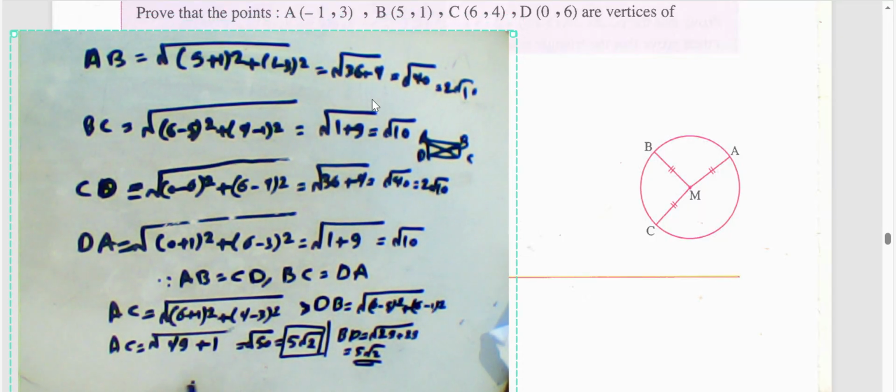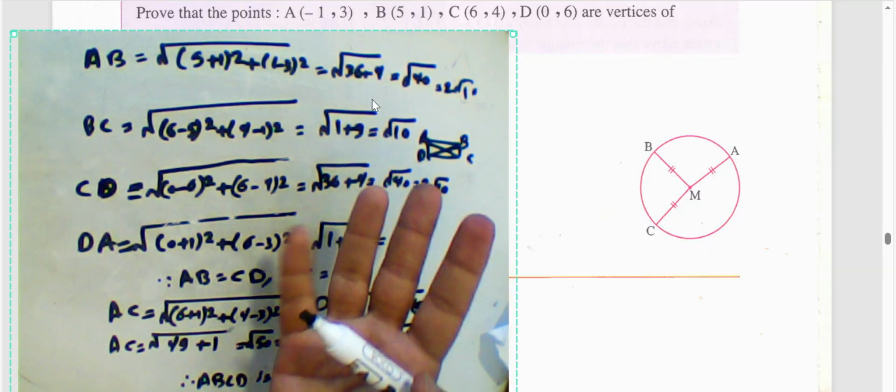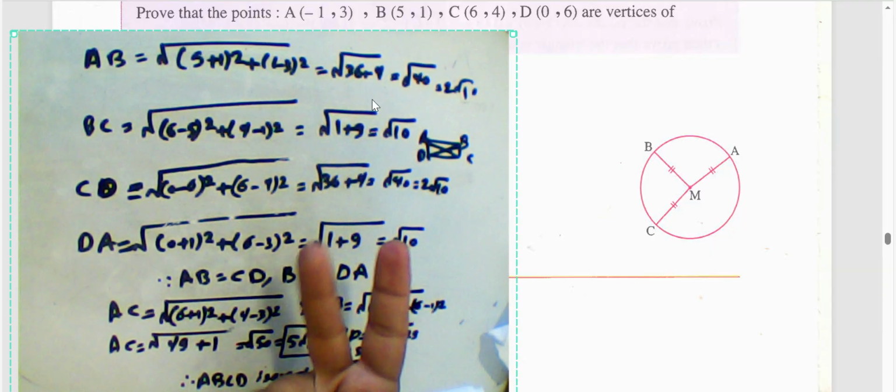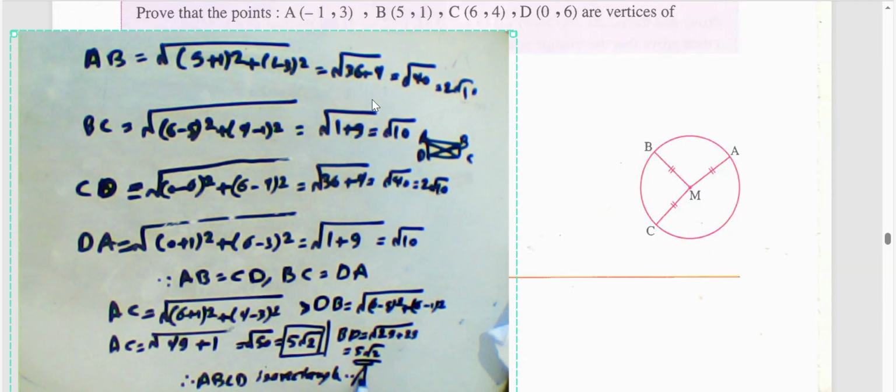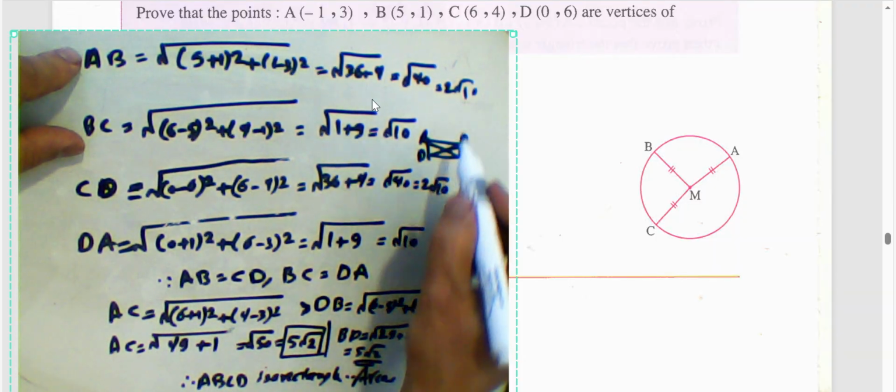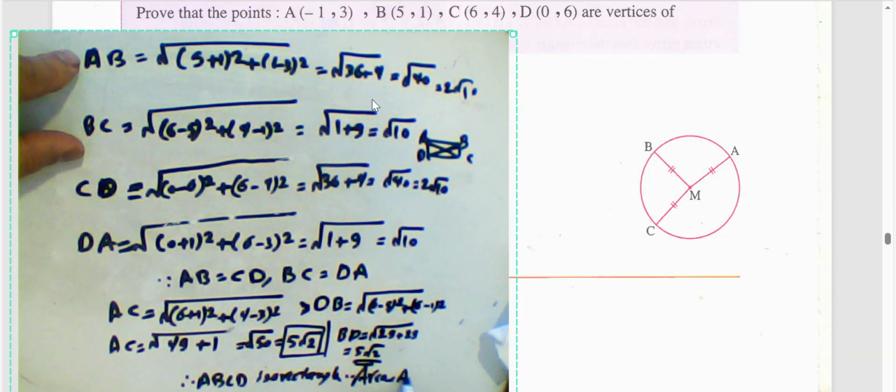ABCD is a rectangle. Understood? It's a rectangle because the four sides are equal in length in opposite pairs and the two diagonals are equal in length. Now we can find the area. Two adjacent dimensions multiplied together: AB times BC, length times width.